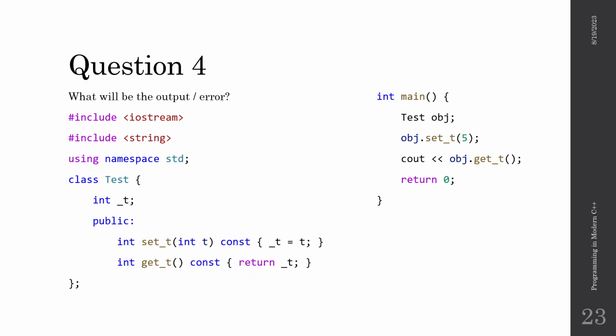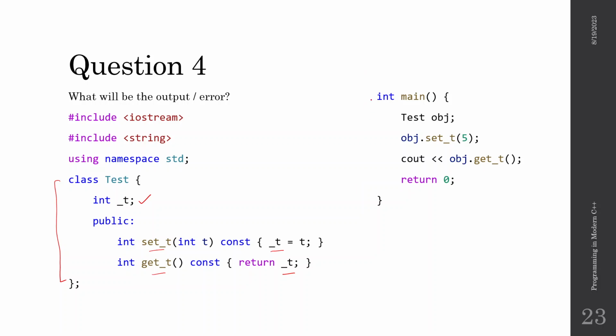Okay, now let us discuss the solution of this question. So here we have a class called test, and it has a private data member underscore t. Okay, this is a private data member, and in the public space we have two functions, set t and get t. Now set t is supposed to set the value of underscore t, and get t is supposed to return the value of this t.